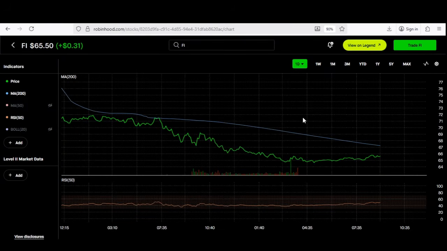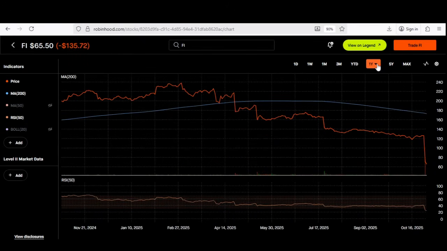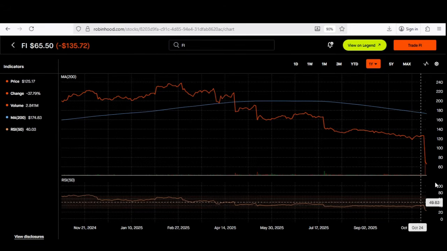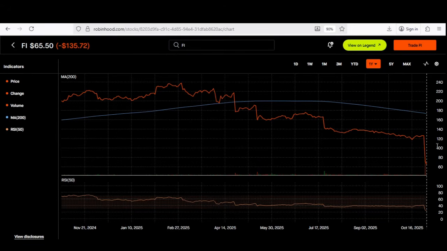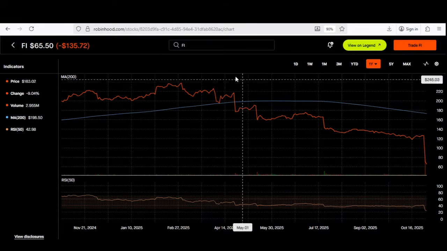Now, with the Fiserv chart, we're going to go to the 1 year outlook to see how the stock has been doing. Now, based on the 1 year outlook, I mean, look how beautiful this chart is. Now, for those of you that do not think this is beautiful, let me show you this right now.